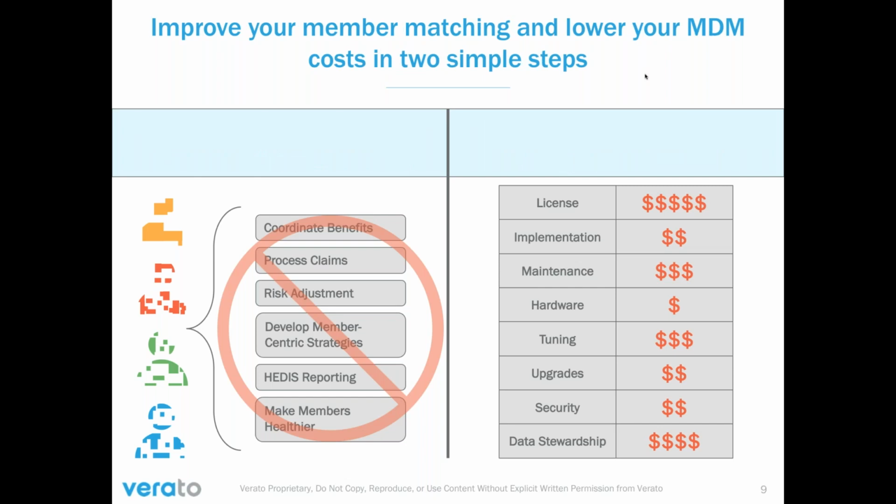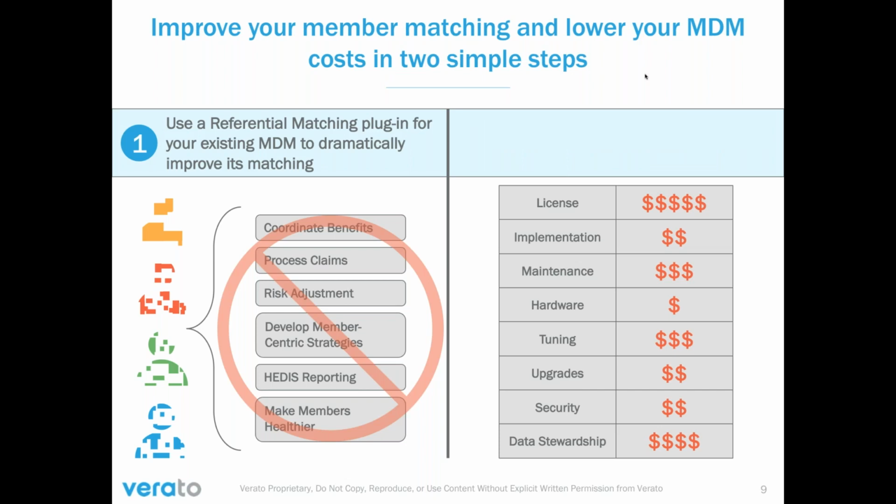So let's talk about how to make it better, and how to improve your ability to unify the member data, because we know it's important, in pretty simple steps. Number one, there is an approach that we leverage called referential matching. We have a plugin to all of the major master data management technologies out there, and even to your homegrown technologies, even if you've got a custom built deployment that you're trying to use to unify your member data.